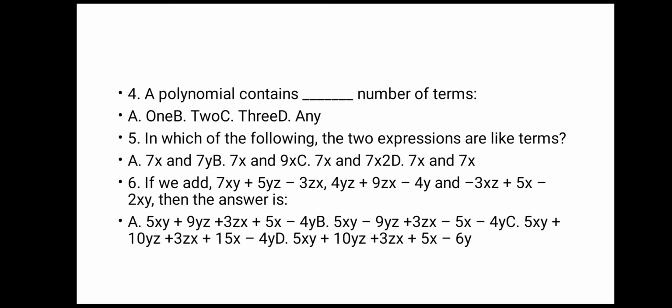Is that clear? Next, in which of the following are the two expressions like terms? 7x and 7y, 7x and 9x, 7x and 7x squared. This is x squared, okay? Don't get confused. This is 7x squared, okay? Then 7x and 7x. So which one is the like term? Here there are two answers. Can you give me those two answers?